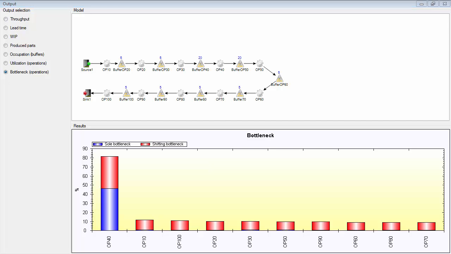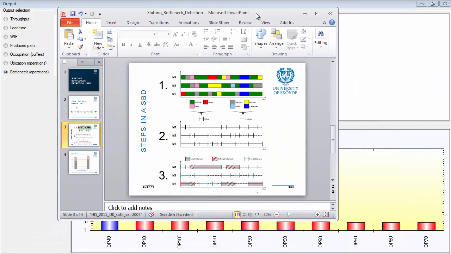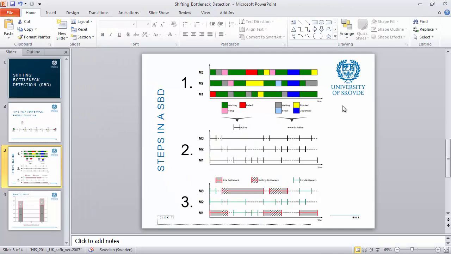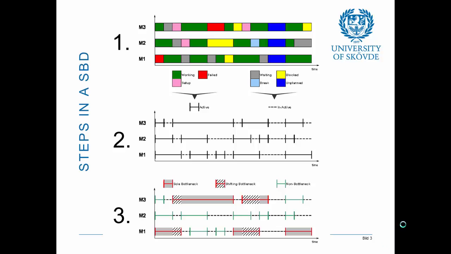I'll try to explain the shifting bottleneck detection on this slide. As you can see here, you have the Gantt chart of 3 machines. As an example, in the first period, machine 3 and machine 2 are working. Then they are waiting, doing setup, working, blocked, and so on. You have a break, an unplanned period for breaks and shifts.